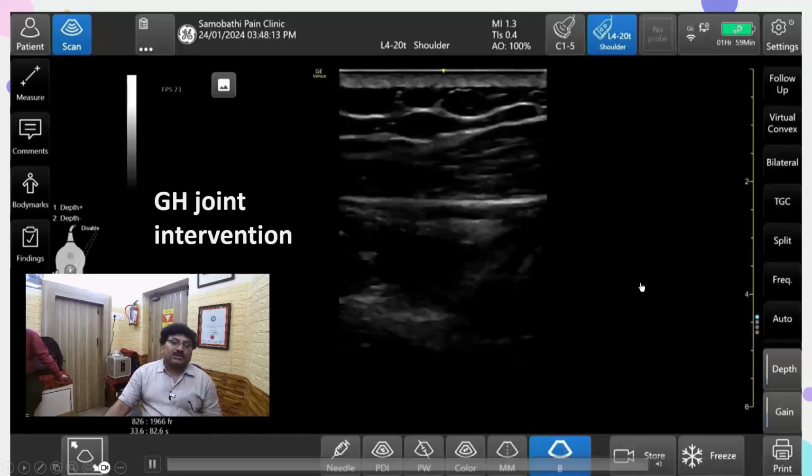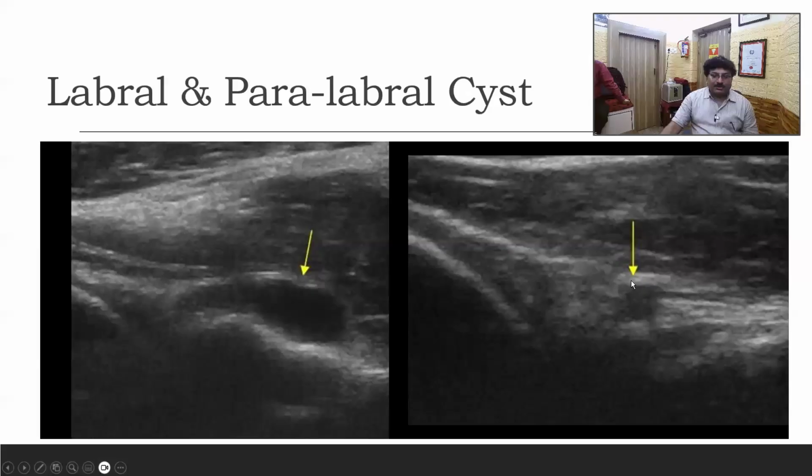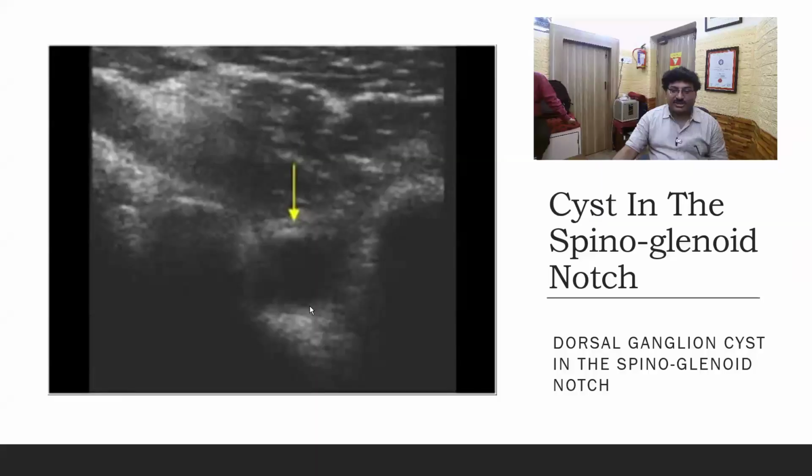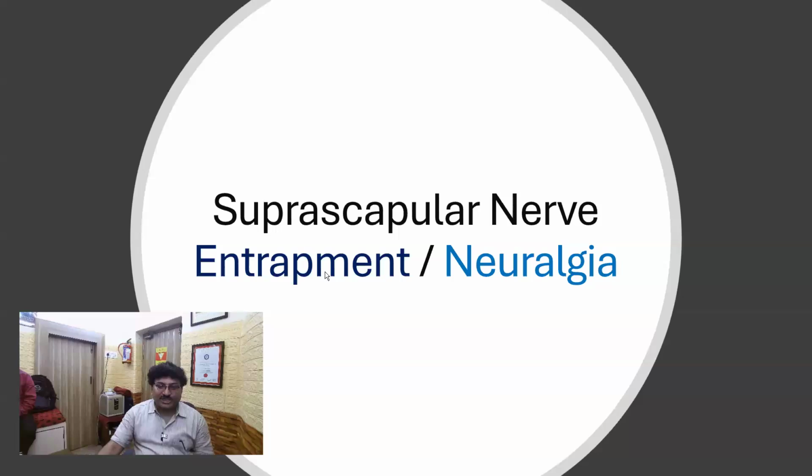Okay. Let's move to the labral pathology. So this is the labral and paralabral cyst that might happen close to the labrum. So in these conditions, we sometimes have to go for the aspiration of the cysts and sometimes the corticosteroid injection, which gives a medium to long term benefit for the patients. Cyst in the spinoglenoid notch, that is also possible, and this can cause the shoulder pain because of the compression of the suprascapular nerve as well. But remember, this also can be treated with the aspiration.